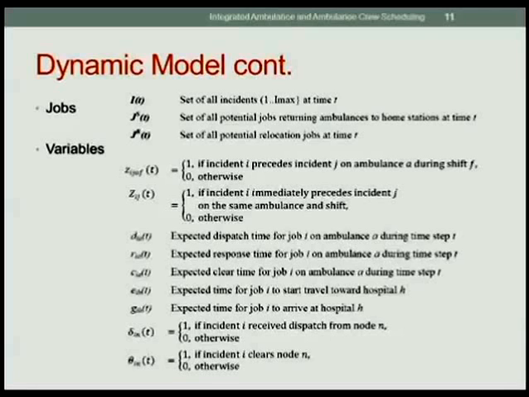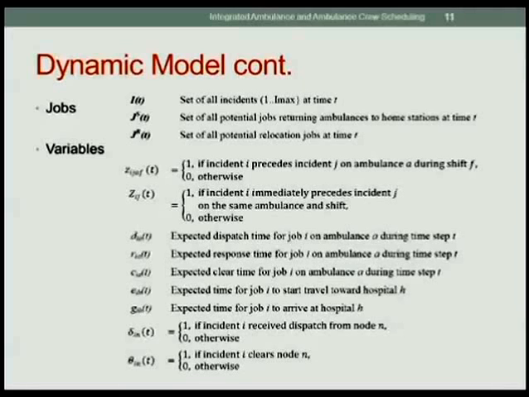With the parameters, there are a set of jobs. For the static model, that was purely the incidents that ambulances had to respond to. Now I'm including all potential relocation jobs and all potential jobs returning ambulances to their home stations. Not all of these are going to be selected though, because when I initialize the model, I haven't yet decided what the home station of ambulances are. So there's going to be a couple of additional potential return to station jobs, and I'm only going to be selecting one per ambulance per shift to which it's rostered.